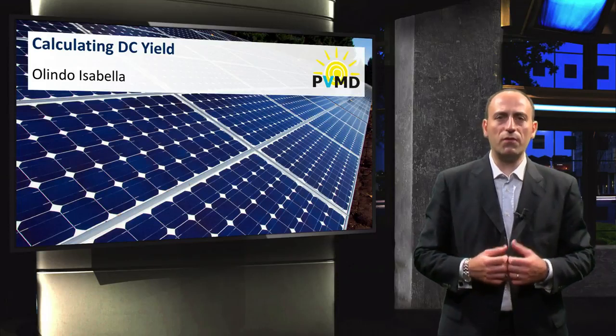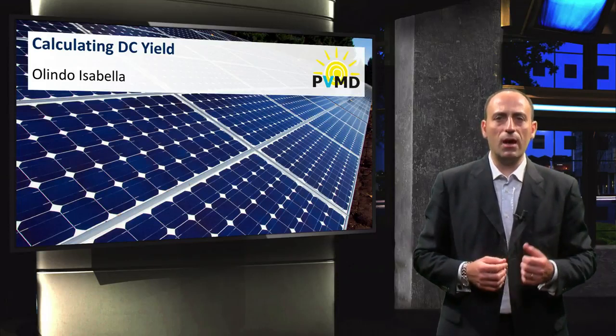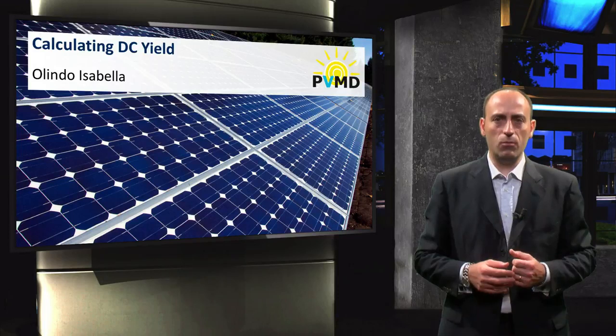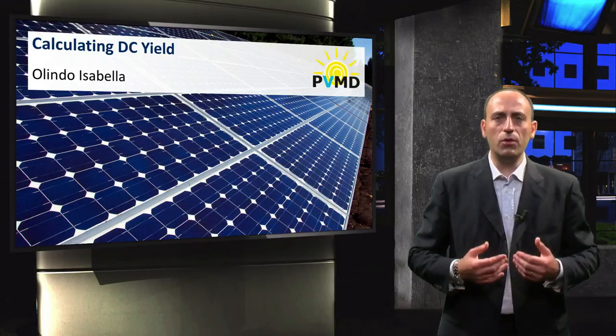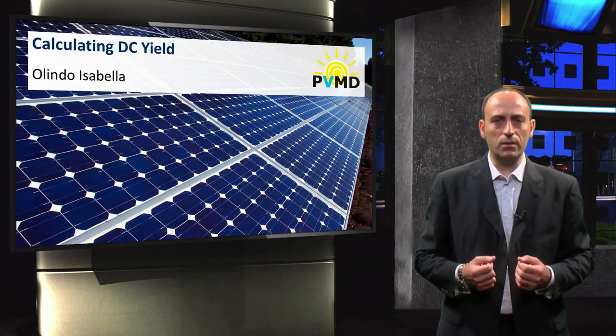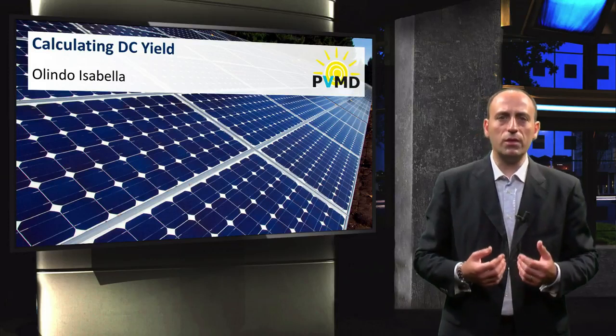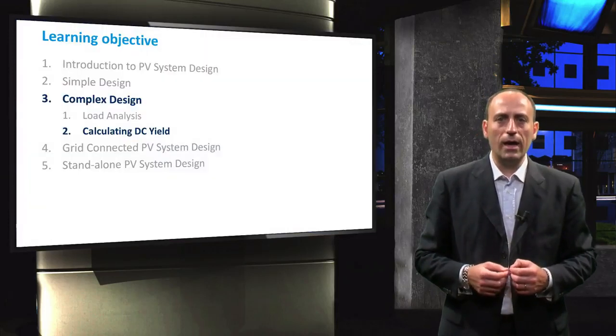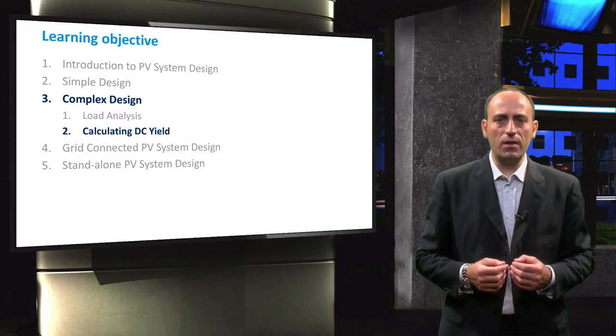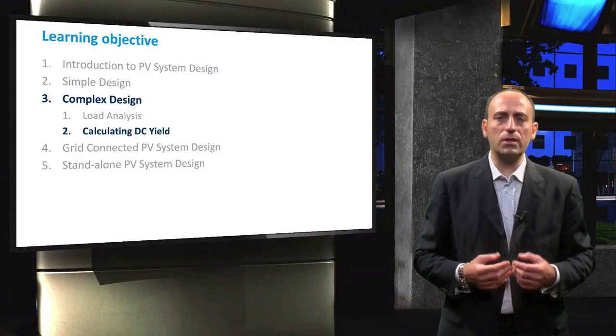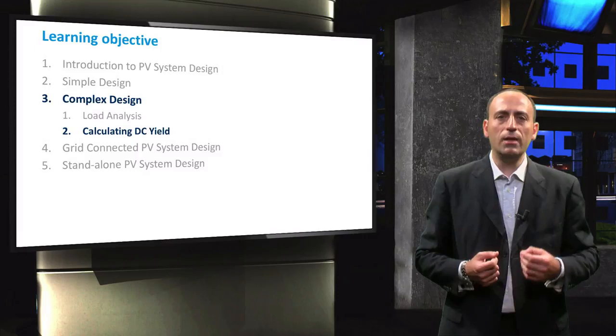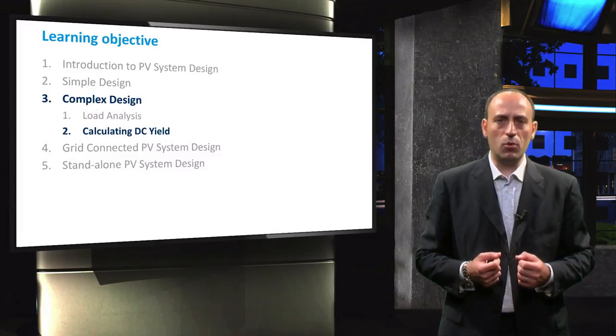The two most important factors in a PV system design are the loads and the yield of PV modules. In the previous video, you have learned how to carry out a load analysis. In this video, we shall focus on the yield of PV modules. Unlike the previous two simple design strategies, in this video we will discuss a detailed design approach to model the DC performance of the PV modules.